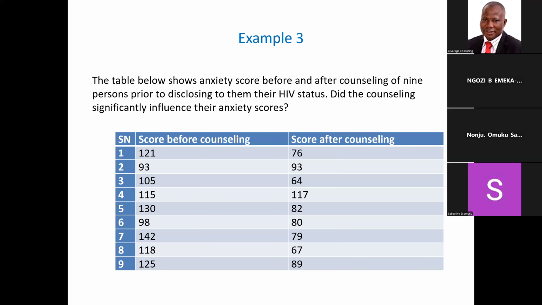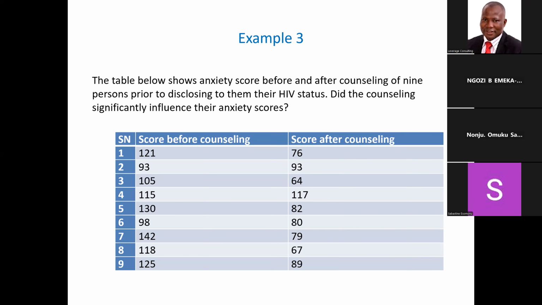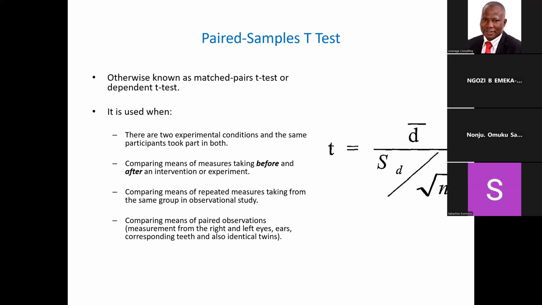So if you look at it, for number 1 now, he scored 121 before, now scored 76 after. Number 2 scored 93 before, 93 after. Number 3, 105 before, 64 after. Like that. So this is paired observation. If you look at the formula, you have an idea of D-bar. How do you get it, the mean of D? You must find the difference to know the mean. When you find the difference, you find the standard deviation of D. We already know for this one now the sample size is 9.